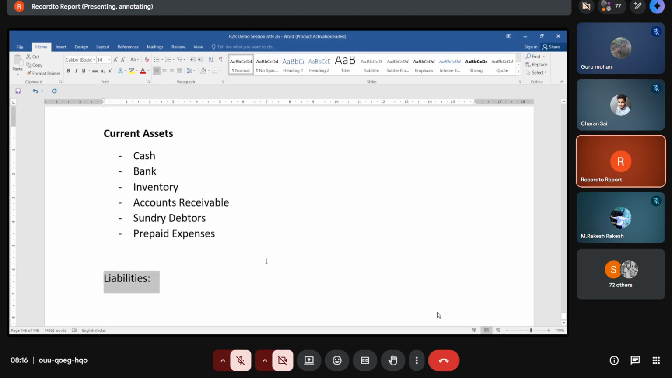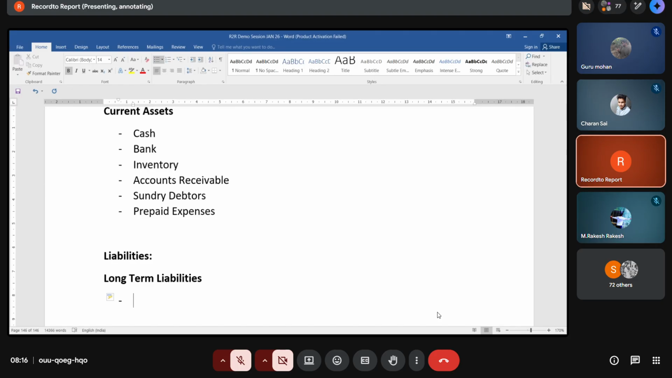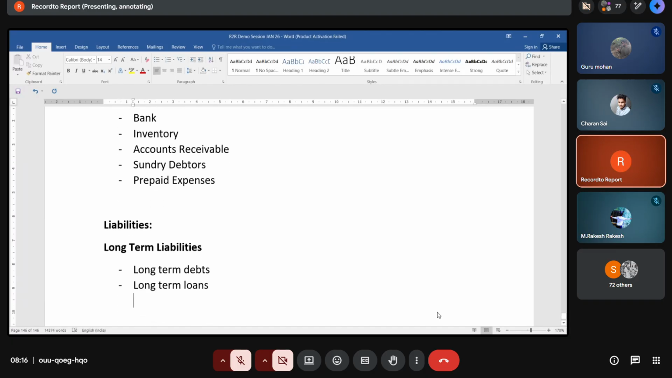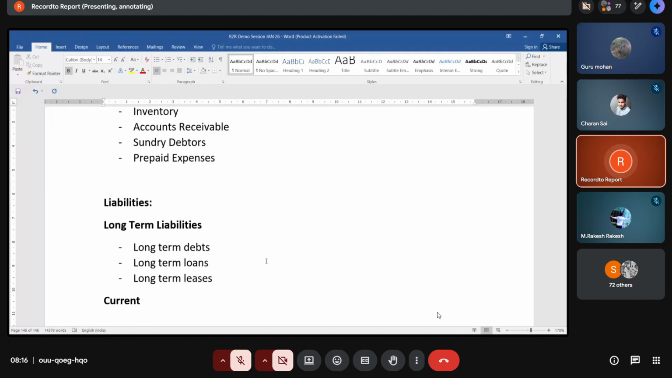Liabilities are of two types, guys. What are the two types of liabilities? Long-term liabilities. The liabilities which the company has to pay after more than a year are called long-term liabilities. What are the long-term liabilities we have? Long-term debts, long-term loans, long-term leases. So what are the current liabilities we have?